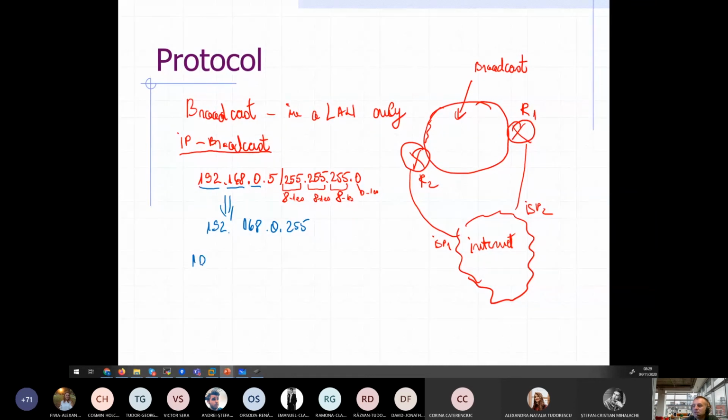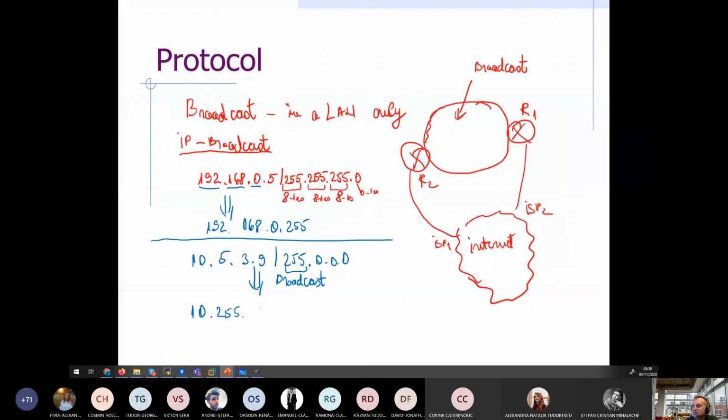You might get something like 10.something, like an IP address. Okay, let's take another example: 10.5.3.9 with mask 255.0.0.0. You might get those sorts of addresses at home as well. In this case, can somebody tell me what the broadcast will be? It will be 10, that's the only part that is covered by the mask, and then the rest of it will be like this. That's the broadcast address.